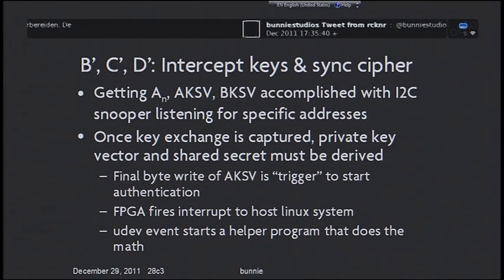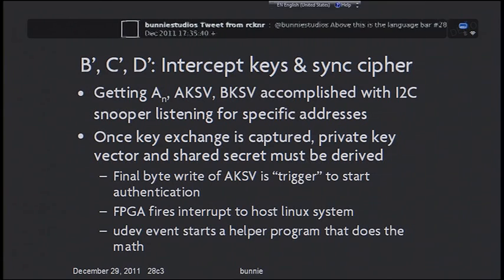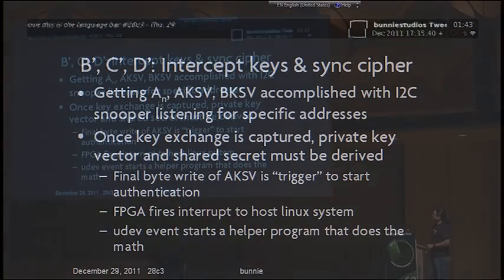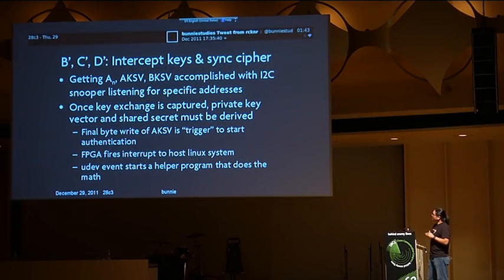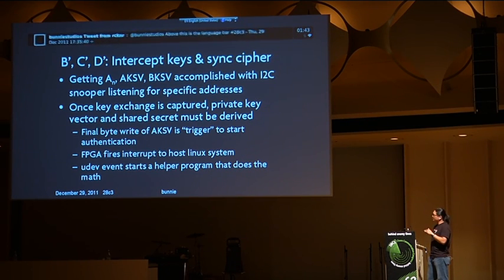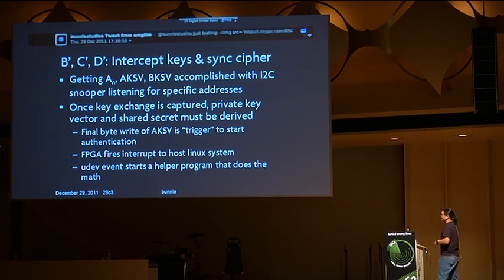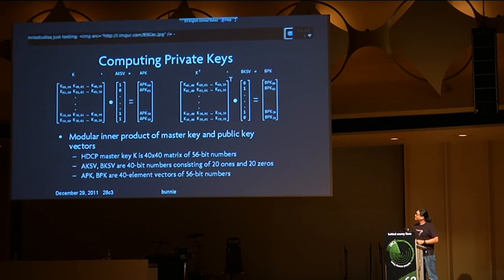Let's see, is there anything I didn't say here? Right, so getting all the initialization vectors is accomplished with I2C sniffing. And once the key exchange is captured, the last write is a defined address that actually triggers an interrupt that goes to the host CPU. This is all done in FPGA, by the way. It goes to the host Linux CPU that then triggers a UDIV event that does all of the math for computing the shared keys.